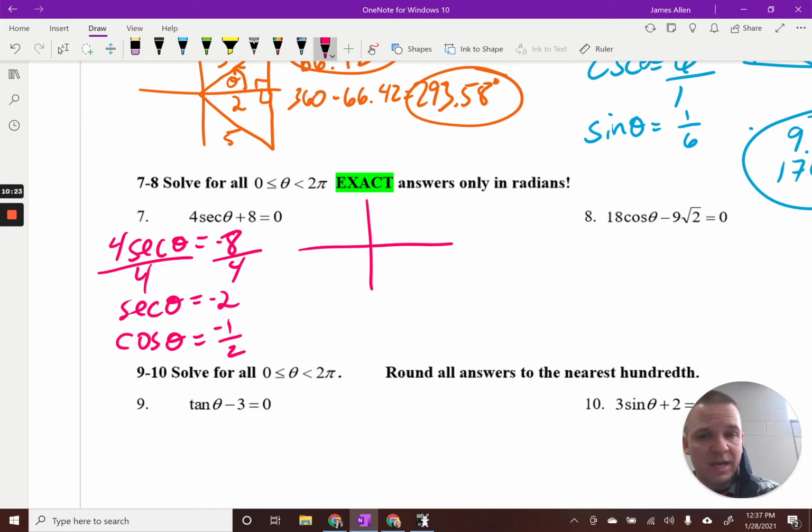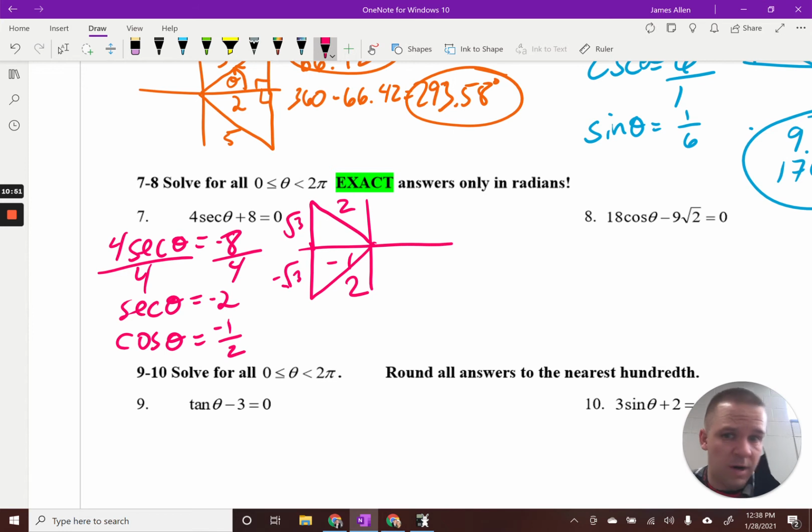Cosine is negative in my second quadrant, so this would be negative 1 and 2, and in my fourth, not in my fourth, my goodness, that's where it's positive. My third, negative 1, and I'd have 2 over here. And then what's my opposite side here? Because cosine is adjacent over hypotenuse. What's my opposite going to be? This is a nice 30, 60, 90 triangle here.